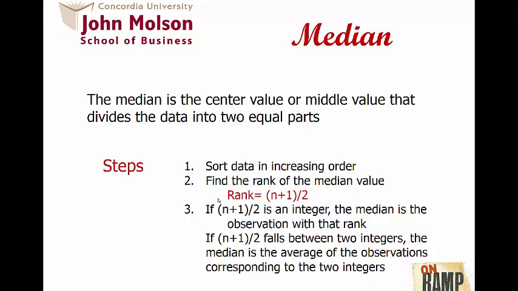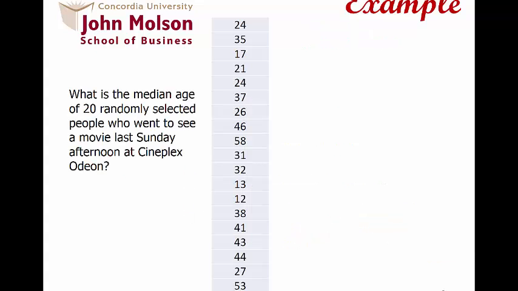But if n plus 1 over 2 falls between 2 integers, maybe 9.5, then the median would be the average between the 9th and the 10th observation. Remember, this is only the rank. It is not the median. Often people confuse this. This is not my median. It is only the rank.